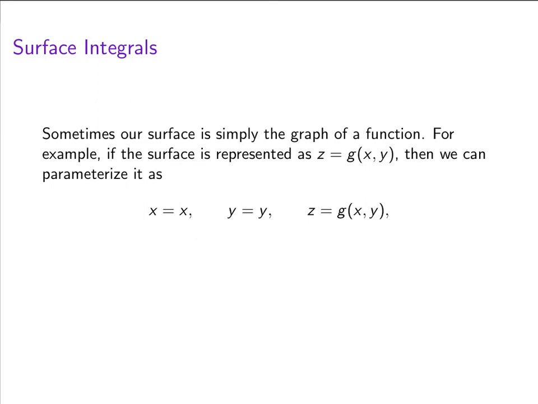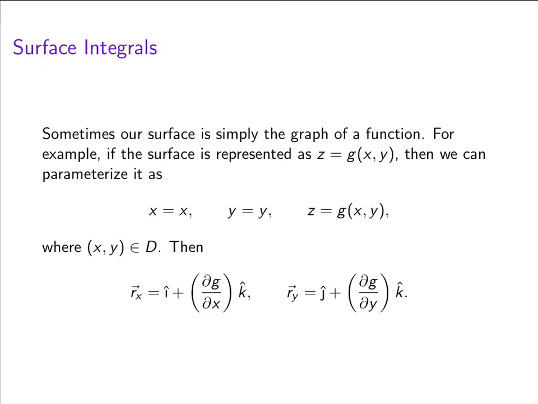So as an example, maybe our surface is just given by z equals g of x y, some function of two variables. Then we can write down a very simple parameterization. We can say x equals x, y equals y, and z equals g of x y. And we'll say that the values of x and y come from some set D.